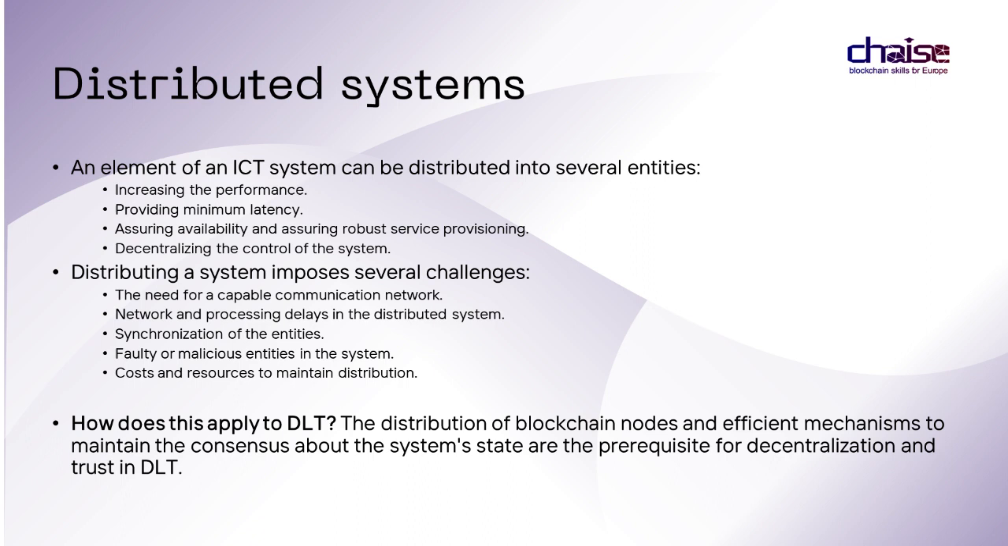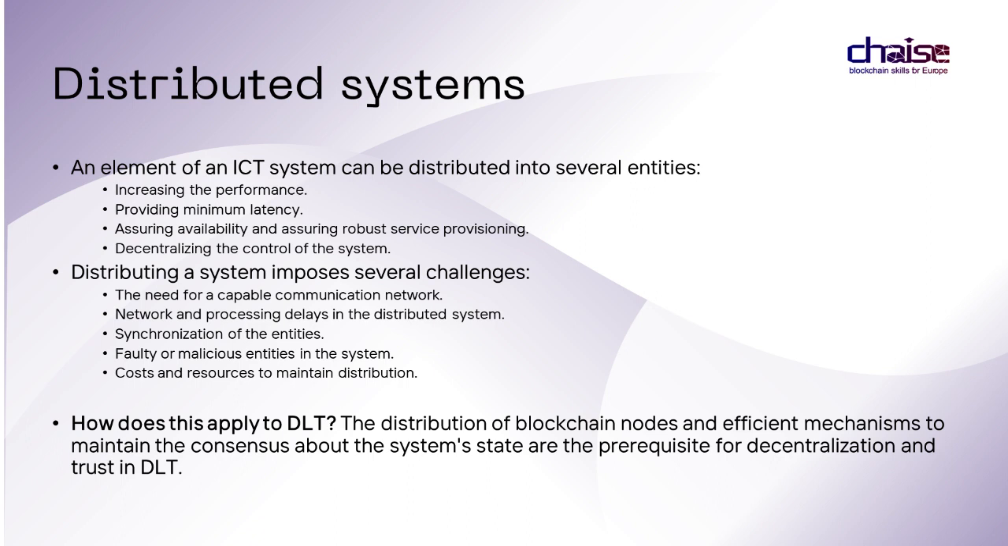Independent distributed entities must be synchronized to maintain the same view of the data they provide. Due to network delays, some parts of the system might be, temporarily, out of sync. There can be faulty or malicious entities in the system, jeopardizing synchronization, data consistency, and service provisioning. Costs and resources to maintain a distributed system may become relevant.